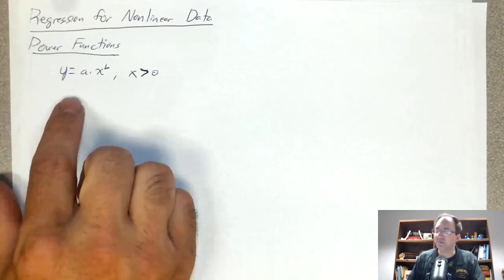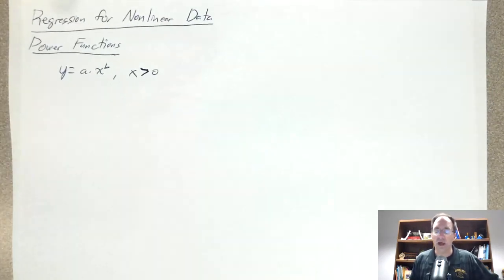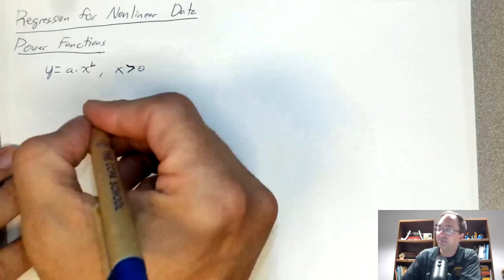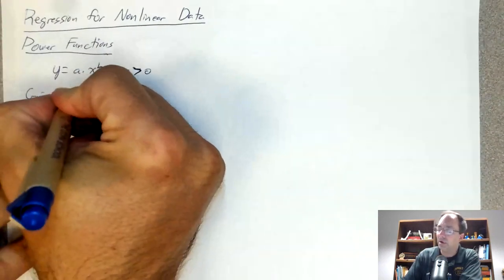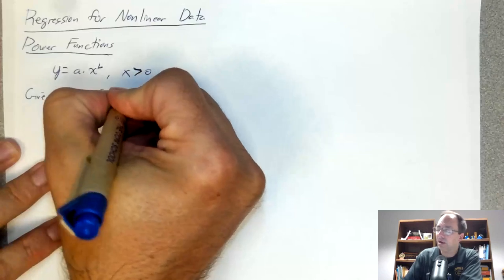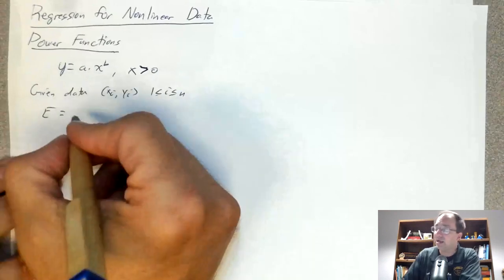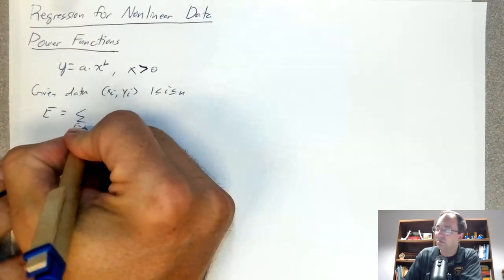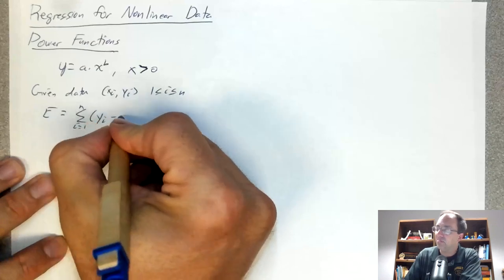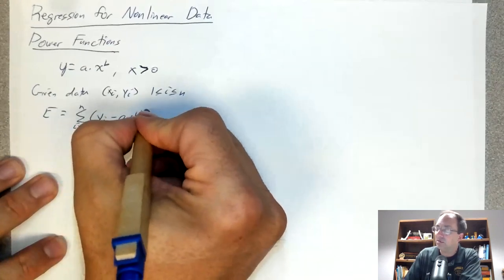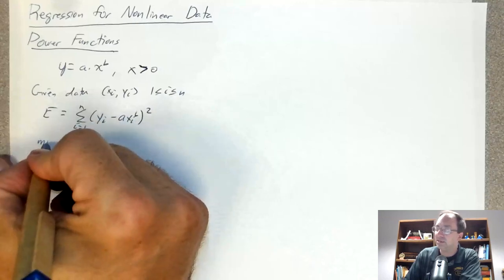So let's jump into our first type of function, and that's going to be a power function. A power function is something of the form y equals a times x to the b, and we're going to assume x is positive. Now, let's try to use the same technique as before, where we want to minimize error. We're given data of the form (xi, yi), where i is between 1 and n, and recall that E is just the sum from i equals 1 to n of the actual value minus the model, squared.